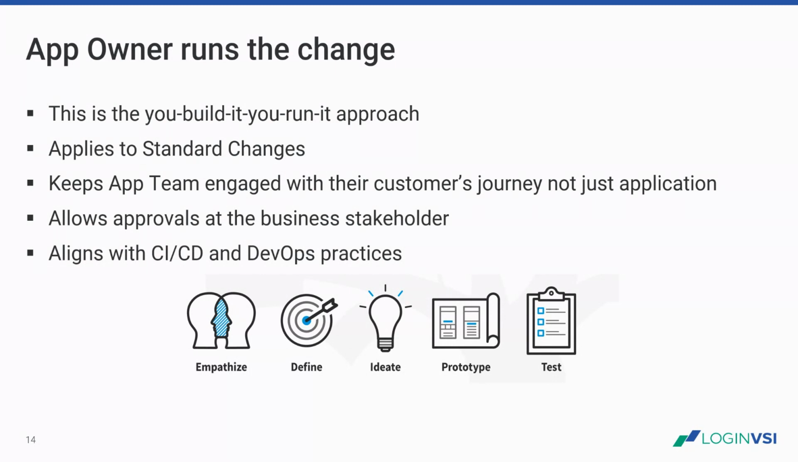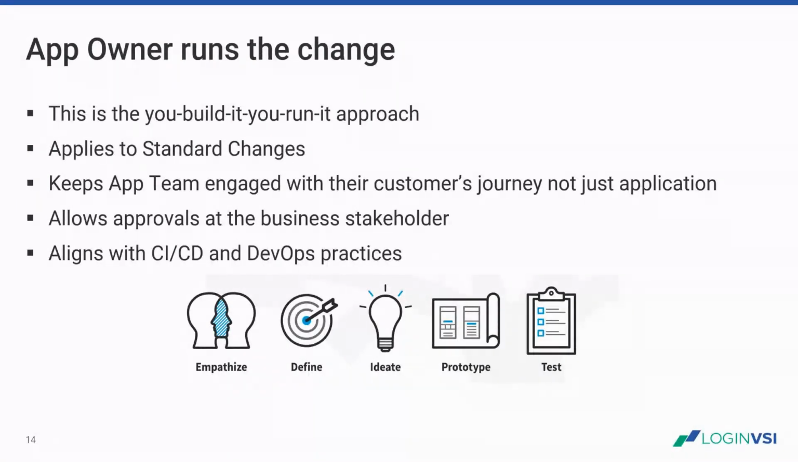apply those changes. And this helps keep those teams engaged with their customers' journey and not just it works on my machine, not just the application, right? If our teams that build our changes are the teams that have to live with those changes, the changes will be better. This also allows for approvals at the business stakeholder level, right? So they are the reason for a lot of these changes. It's important that their fingerprints are on the change and that they're managing those expectations. And it also aligns with CI/CD and DevOps practices.